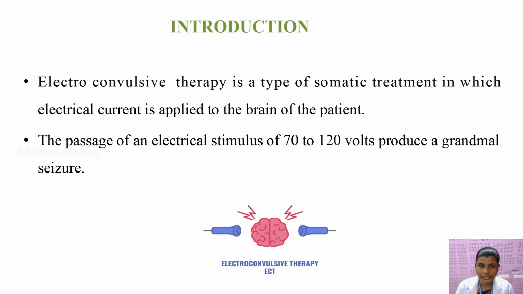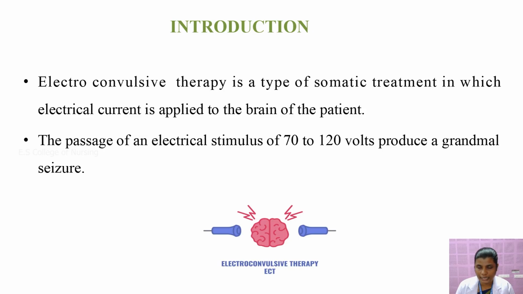First, what is electroconvulsive therapy? Electroconvulsive therapy is a medical procedure. It is a highly effective treatment for certain severe mental health conditions. It is a type of somatic treatment in which electrical current is applied to the brain of the patient. The passage of an electrical stimulus of 70 to 120 volts produces a grand mal seizure.